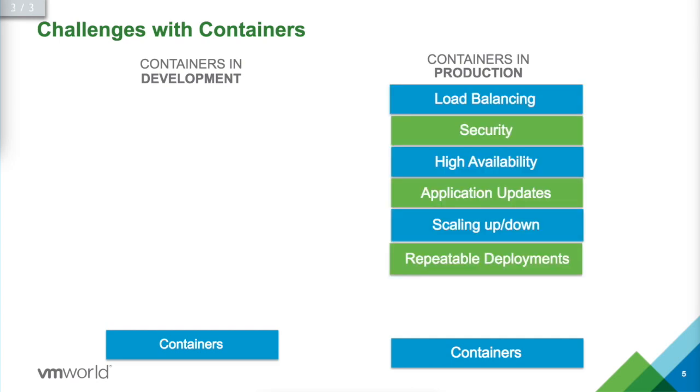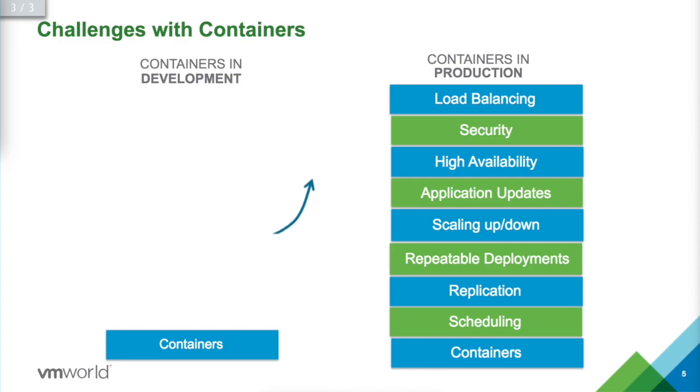But when it comes to production, this is a whole different story. Running containers in a critical environment like production necessitates using a runtime platform that takes care of extra functionalities or capabilities like security, repeatable deployments, scheduling, replication, HA, application updates, and load balancing.